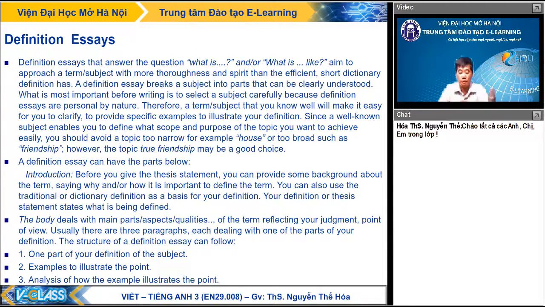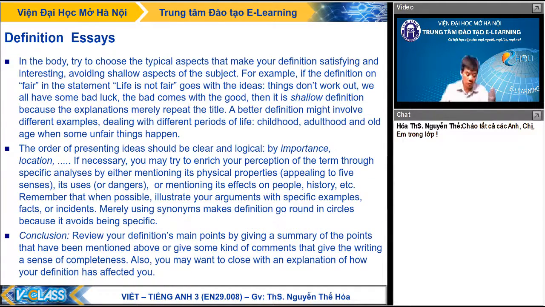Here you may give several definitions, and each definition should be in one paragraph. Usually we have three paragraphs in the body, each dealing with one of the parts of your definition. The structure of a definition essay can be seen as follows. One part of your definition of the subject, an example to illustrate the point, and analysis of how the example illustrates the point. And now we move on to the next.